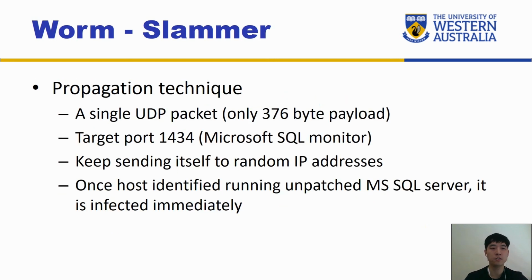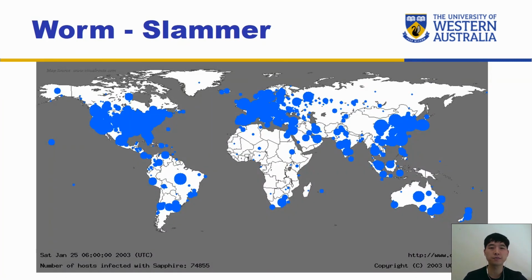Okay, so the propagation technique was very simple. It had a single UDP packet, 376 bytes payload, targeting port 1434, which was the Microsoft SQL monitor, and at the time it wasn't patched. And it just keeps sending itself to random IP addresses, and it worked at the time because people didn't really have good security measures to block requests trying to come into ports. So once a host was identified running unpatched Microsoft SQL Server, it was infected immediately because it's so tiny, it just downloads stuff. Okay, so here is a map of infected locations. Guess how long this took? It only took half an hour for this worm to spread around the globe and infect that much area.